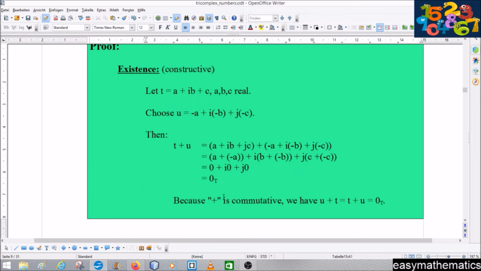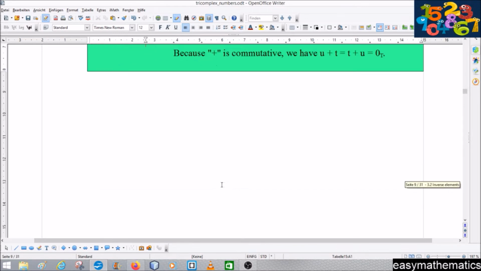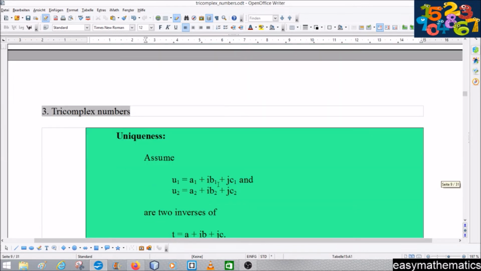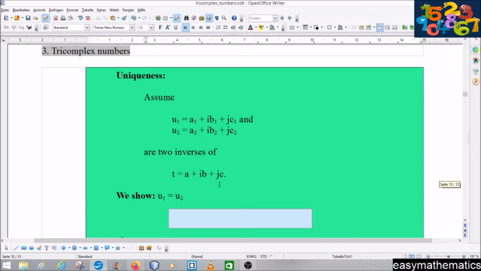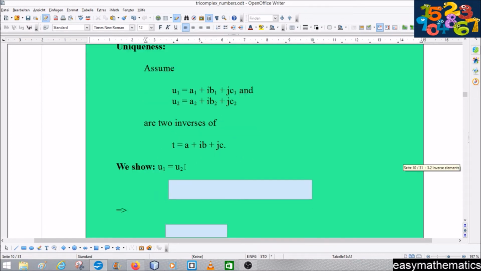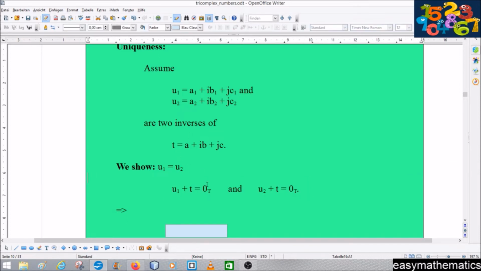so we know that an inverse exists, and now we have to show that this inverse is unique. And very typical for uniqueness proofs is that we assume there are two inverses of the tricomplex number t, we call them u1 and u2, and we want to show that if there are two inverses, then they must be equal. Okay, and how can we do this?